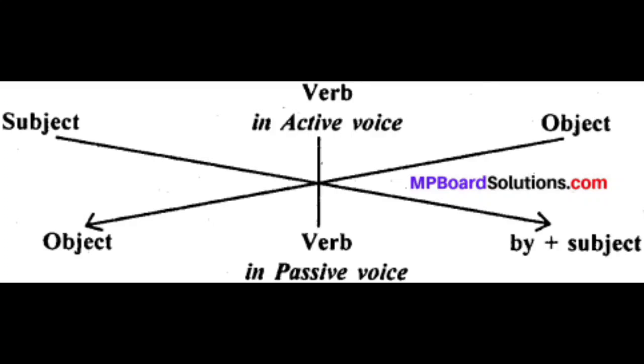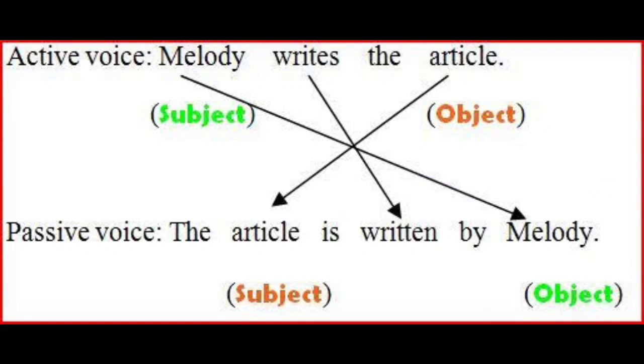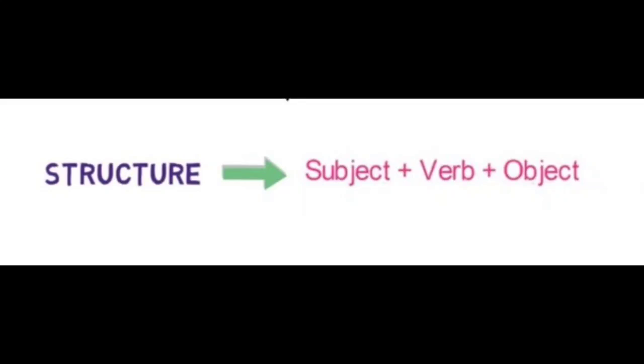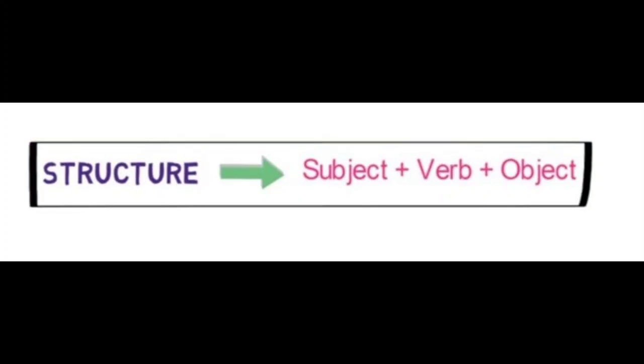So, look at the example given here. Children, here in this sentence in active voice, Melody writes the article. Here, Melody is the subject. What is the action here? Yes, it is writes. And who is at the receiving end? That is the article, the object here. So, listen carefully children. So, children, remember this structure properly. So, in an active sentence, the structure must be subject plus verb plus object. So, that's all from the active voice.